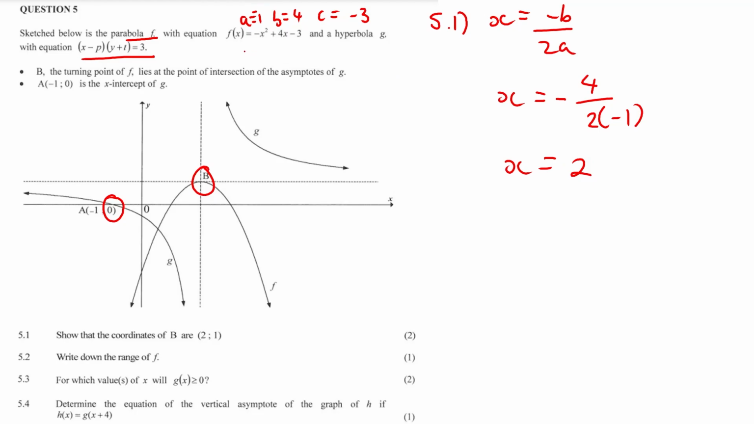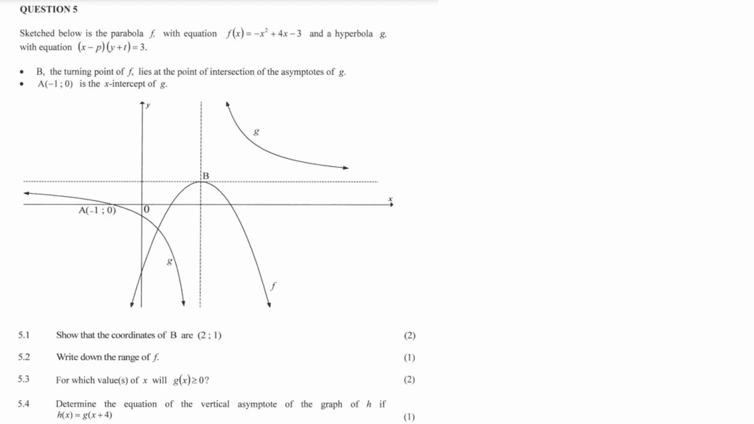And once we have the x coordinate, in order to get the corresponding y coordinate, we just sub it back into the equation. So it'll look something like this: minus 2 squared plus 4 times 2 minus 3. And that will render a y value of 1. So this is the x coordinate, that's the y coordinate. Therefore, B has the coordinates of 2 and 1. Okay, that's it. I'm just going to erase the screen quickly so it looks pretty, just like you.